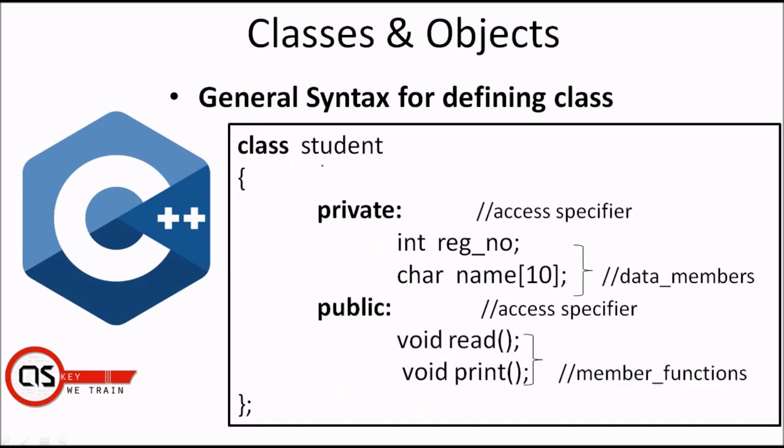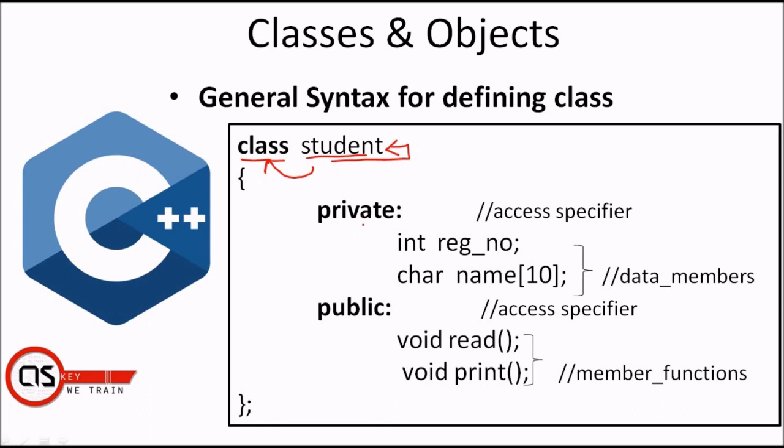Now I'm going to create a class called student using the keyword class. A class is being given a name. I have created a class named student using the keyword class. Now I had told you that we have three basic elements: the access specifier, data members, and member functions.